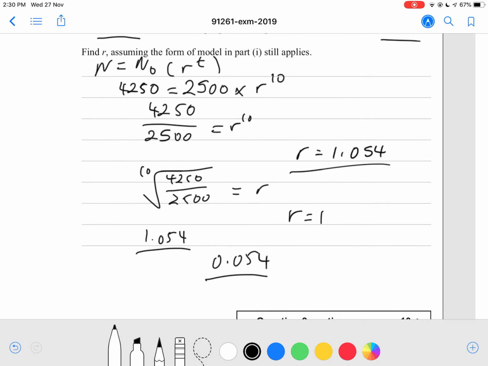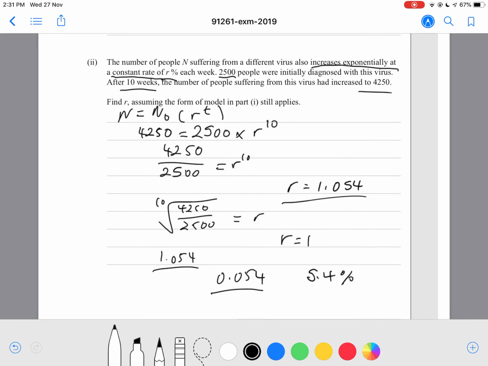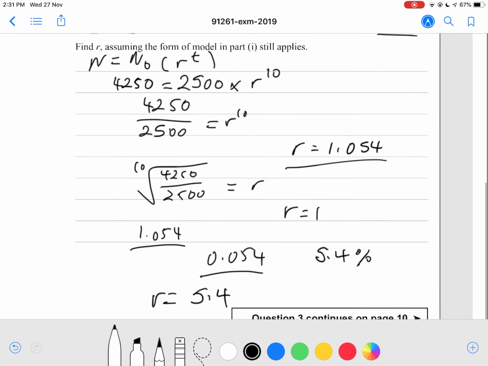So if we multiply by 100, we'll get that our percentage should be 5.4%. So basically, each week the number of people diagnosed with the virus increases by 5.4%, and hence your R will be equal to 5.4. And that would be your answer for this question.